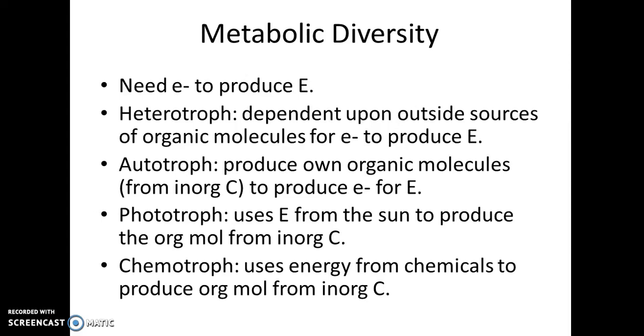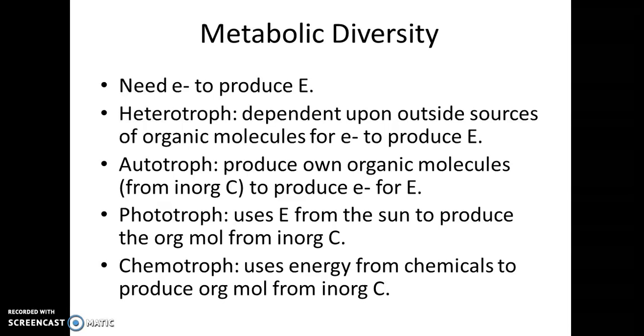So heterotrophs, we are dependent upon outside sources for organic molecules as well as electrons to produce our energy. Autotrophs, they produce their own organic molecules from inorganic carbon to produce the electrons for energy. Phototrophs use the energy from the sun to produce organic molecules from inorganic carbon, and chemotrophs use the energy from chemicals to produce organic molecules from inorganic carbon.